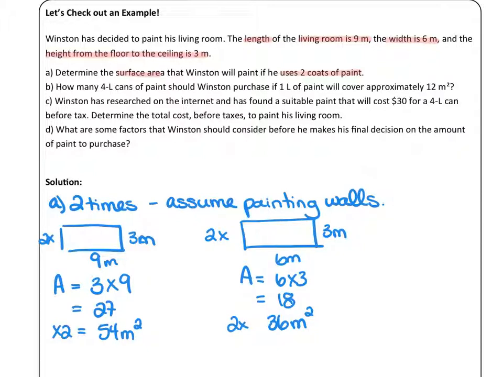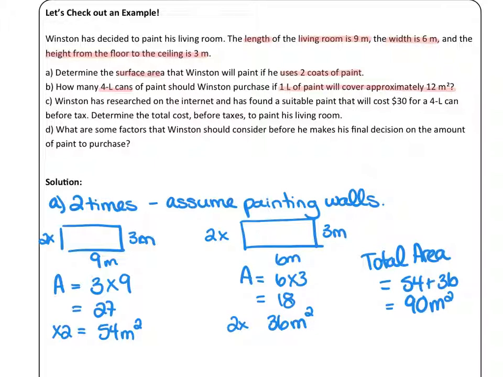How many 4-liter cans of paint? So again, I'm going to highlight, there's 4-liter cans. 1 liter of paint will cover 12 meters squared. So let's go back to the first thing, our total area. If we add it all up, is 54 plus 36, which gives us 90 meters squared.